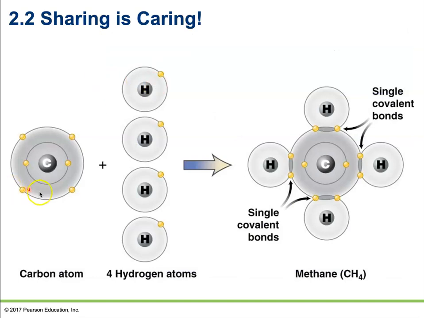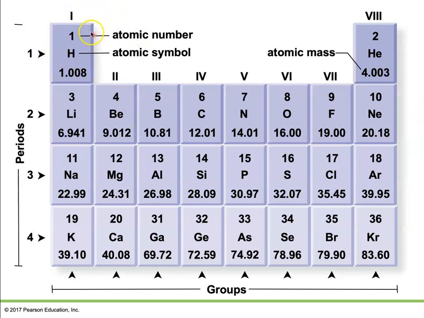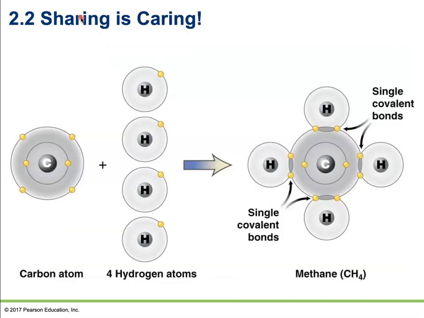So here's what we're going to see. Our carbon atom right here has 4 electrons in its valence shell. Hydrogen atoms only have 1 electron in their valence shell. Remember, hydrogen is a group 1 atom. It only has 1 electron. How many electrons does hydrogen need to be happy? It actually only needs 2 electrons. Because it only has 1 energy shell, it only needs 2 electrons to be happy. Carbon, on the other hand, needs 8 electrons to be happy.